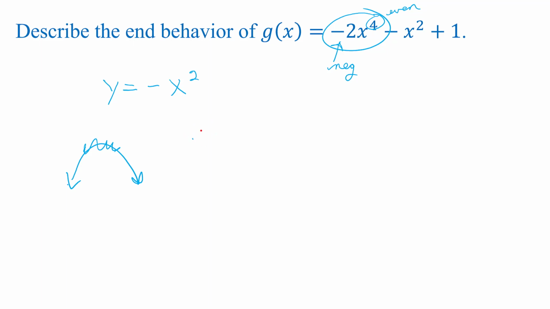So as we go left, the graph goes down. As we go right, again, the graph goes down. Or you could say the y values decrease.